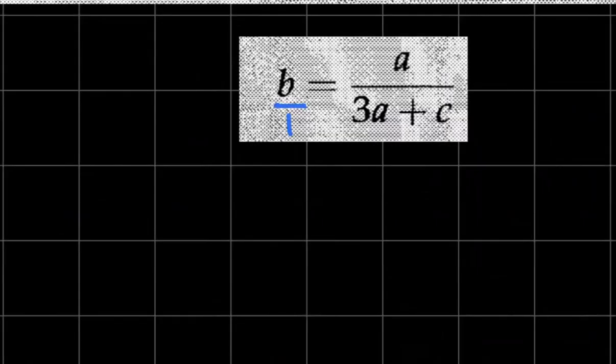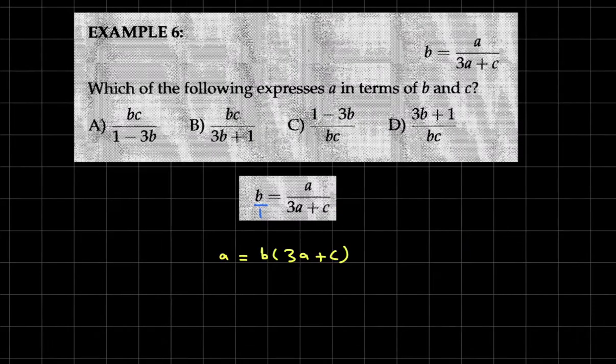So guys, as you see here, we have b. We can make this b a fraction by writing it as b over 1. Then we can cross multiply. So if you cross multiply, a times 1 is a, and equals b times 3a plus c. And in this question, we need to express the value of a. We need to isolate the value of a.